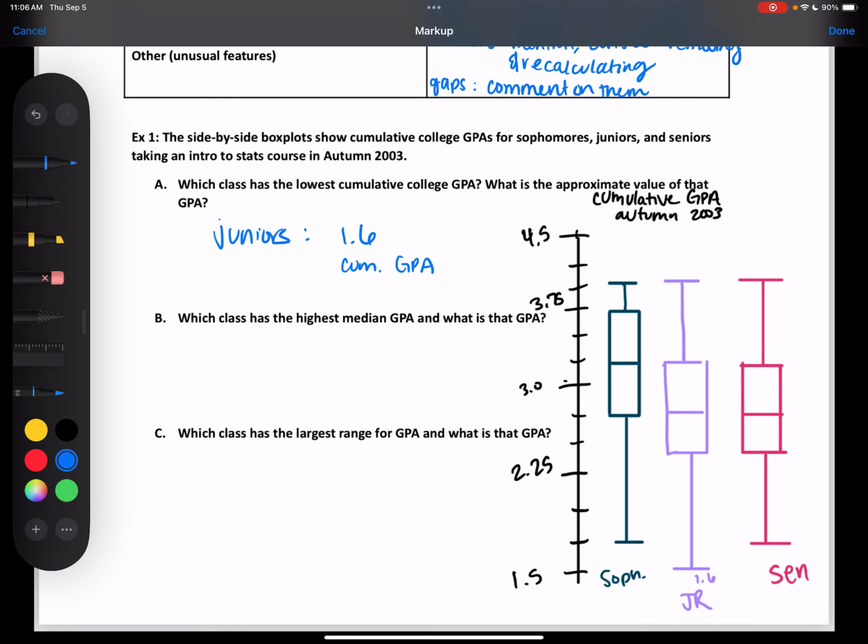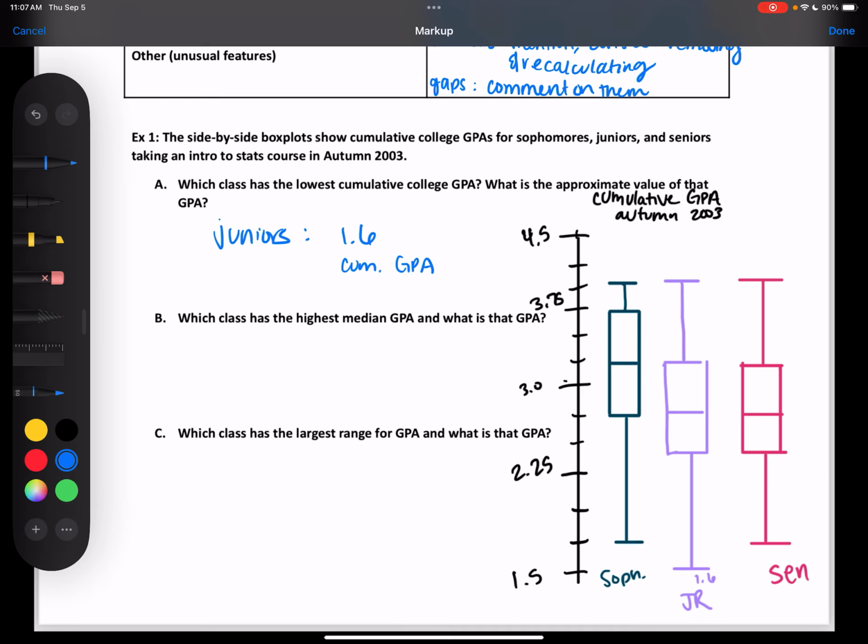Is finding the approximate value just going from where the first line and last line is? Basically, if I hadn't written this 1.6 on there for you, you would have looked to see that it's a little higher than 1.5 and then just made a guess for what that number was. So we're literally only looking at those lines, not the boxes or anything yet? No, I was looking at this line right here. Yeah, this one wasn't asking for that. The lowest cumulative was just asking for the min value. Okay.